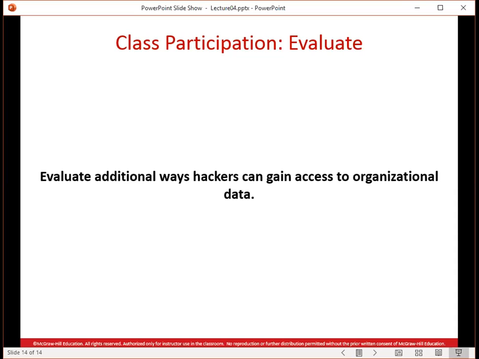Another technique they use is called social engineering. They social engineer an employee to allow them in or to accidentally provide their username and password. They can go through dumpsters to find sensitive information, and they can hack into wireless networks. So these are all potential ways hackers can gain access to organizational data.